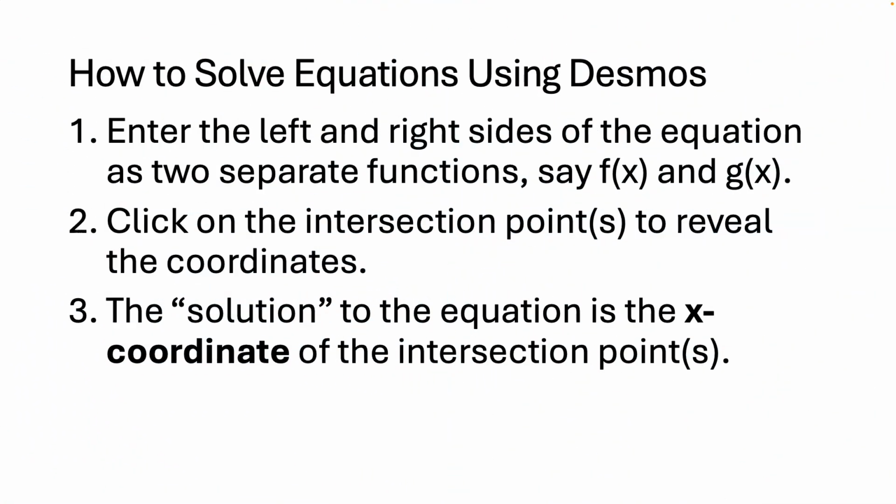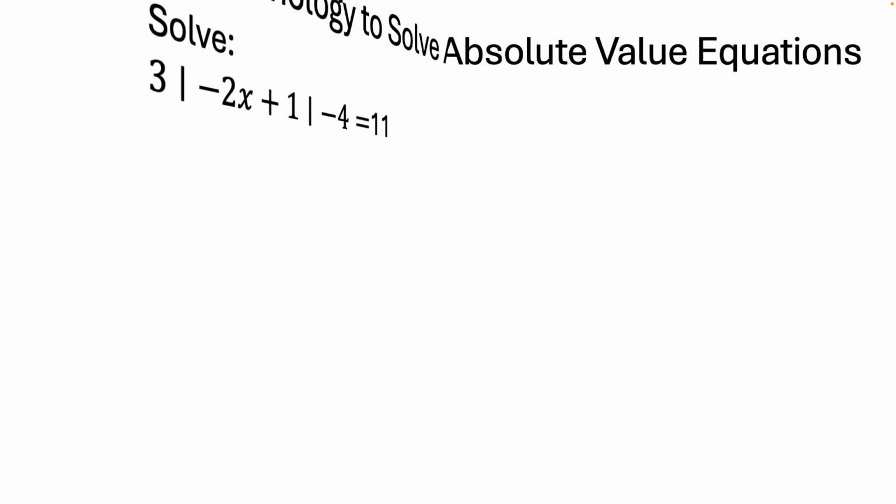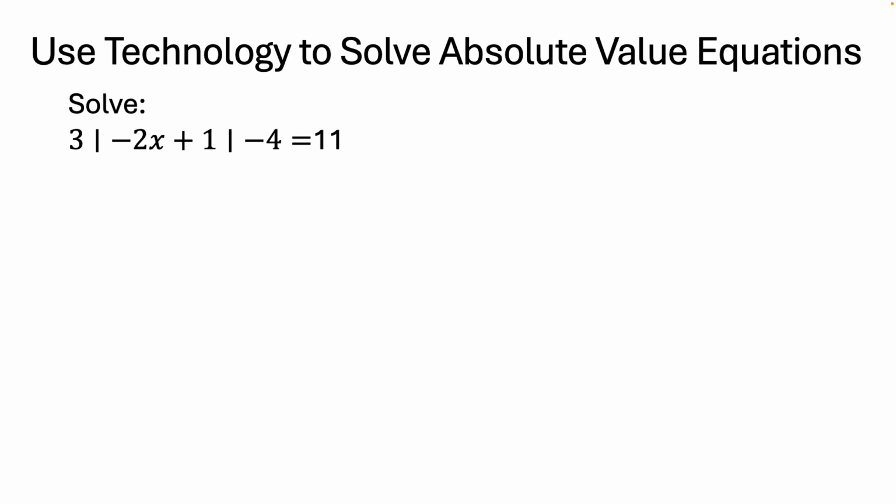Here are the directions on how to solve an equation using Desmos. Enter the left and right sides of the equation as two separate functions, say f of x and g of x. Then click on the intersection point or points to reveal the coordinates. The solution to the equation is always the x-coordinate of the intersection point or points. Let's use technology to solve the following absolute value equations.